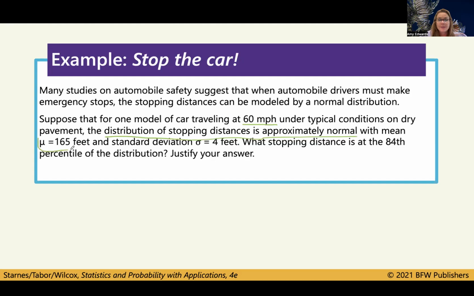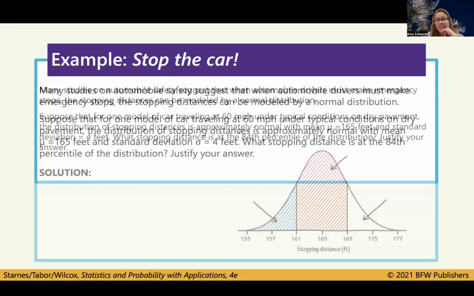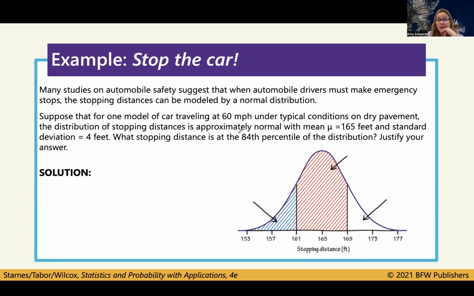Here's my mean, and here is my standard deviation. Those are important. So what is going to be the stopping distance at the 84th percentile? Justify your answer. Guess what? We can draw this out. And so if we look here, mean is 169 feet. My standard deviation is 4, so I'm adding 4 each time, and then I'm going to subtract 4. They want to know what stopping distance is at the 84th percentile. So it can get kind of tricky here.